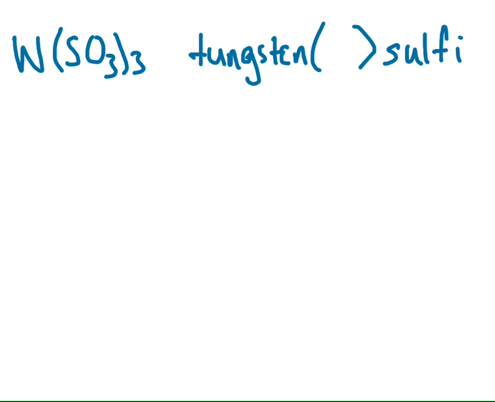Awesome. What's the charge on sulfite? 2 negative, same as sulfate. But I have 3 2 negatives, so that's 6 negative. So this must be 6 positive. I've only got one of them, so that one tungsten must be 6 positive. So tungsten(VI), VI. Tungsten(VI) sulfite.